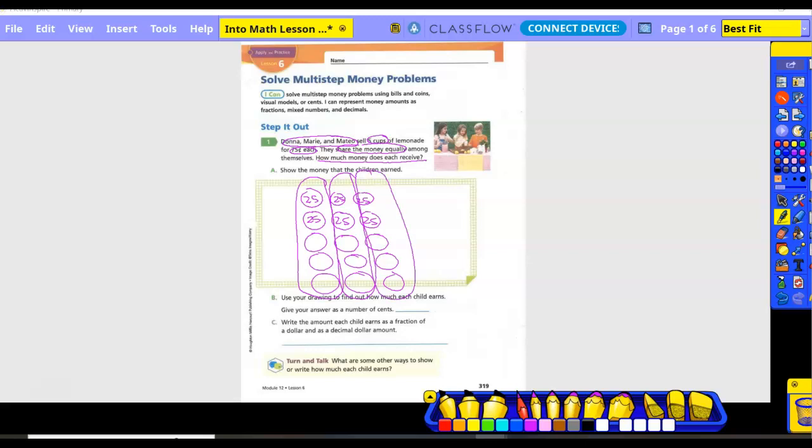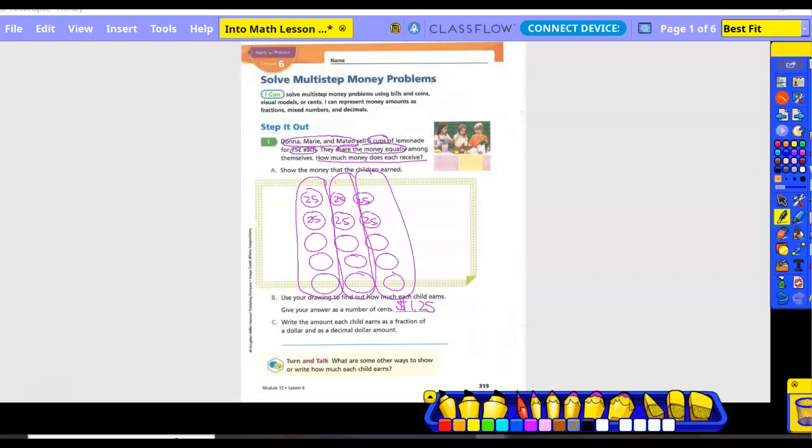Okay, so you're trying to find out how much each child earns. So if I count by 25, how many quarters are in a dollar? 4, right? So how much did each person get? I have 5 quarters in there. So it would be what? $1.25 for each one. So write the amount each child earns as a fraction of $1.